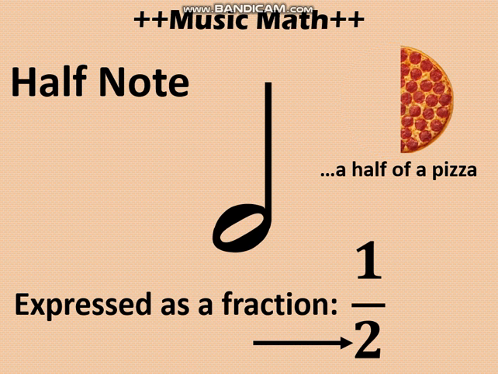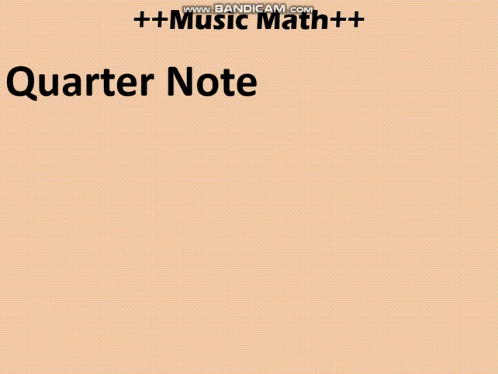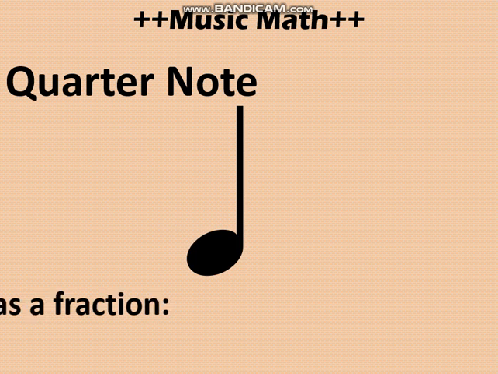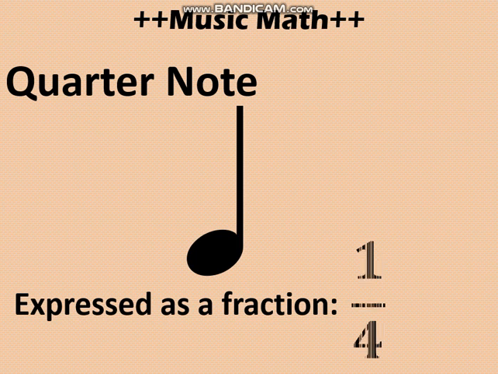If I said, what's 1 half plus 1 half? Well, it's 1. Because 2 halves of a pizza make 1 whole pizza. Just like 2 half notes make 1 whole note. What about quarter notes? A quarter note expressed as a fraction, as you probably know, is 1 over 4. We sometimes call that fraction 1 quarter.